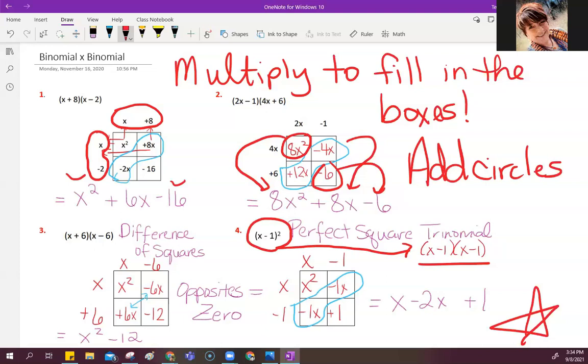Take note of opposites. I hope y'all know what opposites are, because if you have two things that are identical and they're just different signs, they're gone. That is 0. So you'll see in this answer right here, there's no middle term. Opposites are 0.